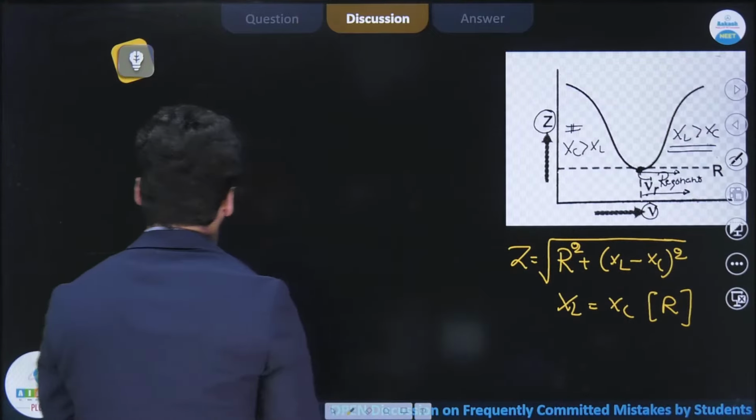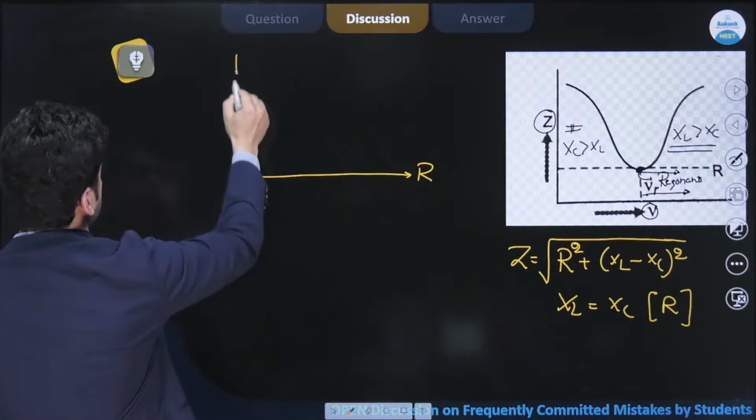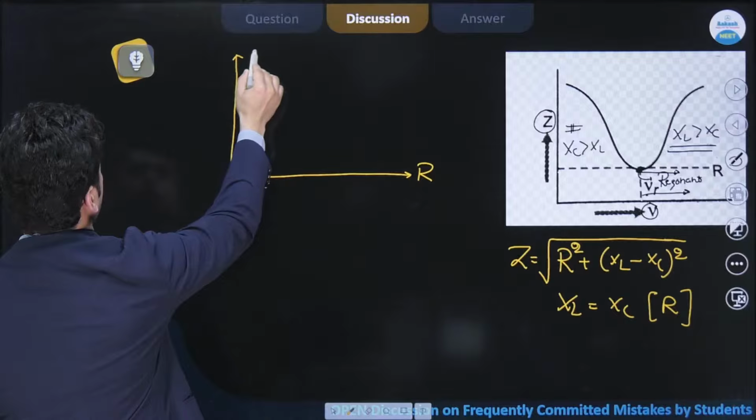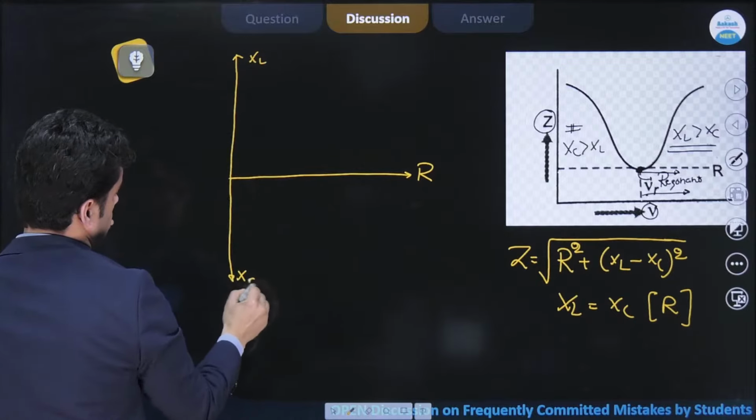Now, let's have a look at the phasor diagram. So this is your resistance. This is your inductive reactance and this is your capacitive reactance, XC. Okay?